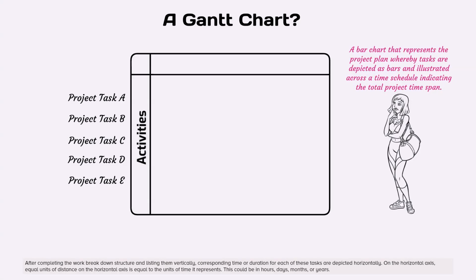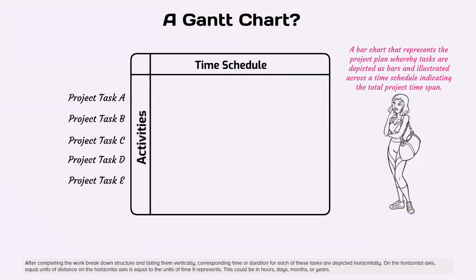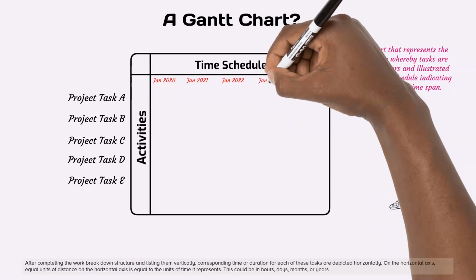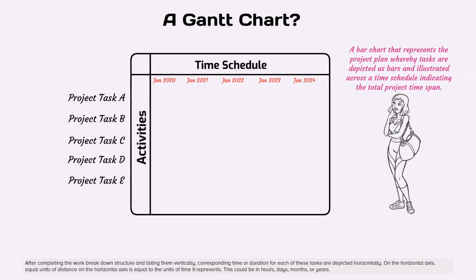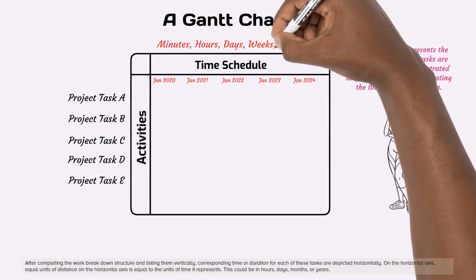After completing the work breakdown structure and listing the tasks vertically, the corresponding time or duration for each of these tasks is depicted horizontally. On the horizontal axis, equal units of distance are equal to the units of time they represent. This could be in hours, days, months, or years.